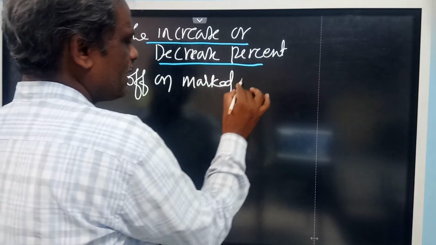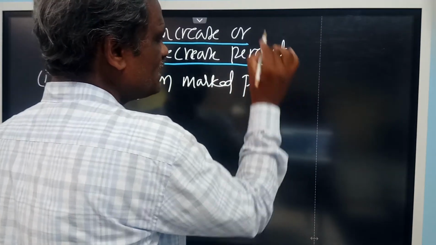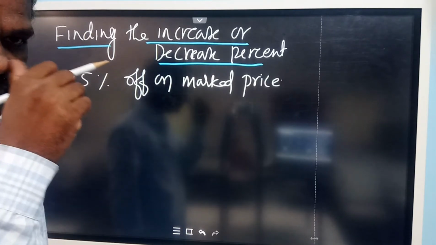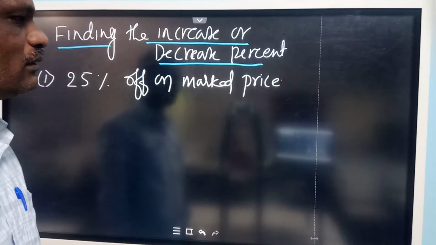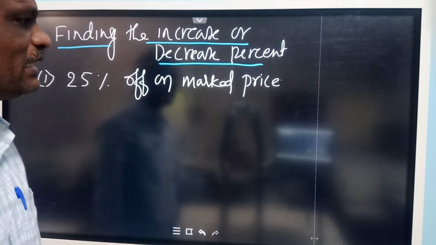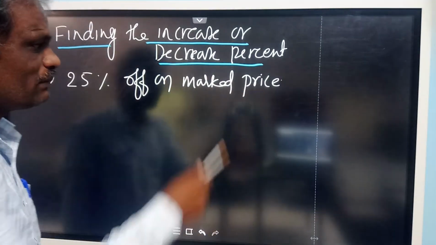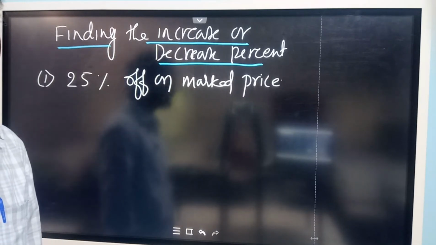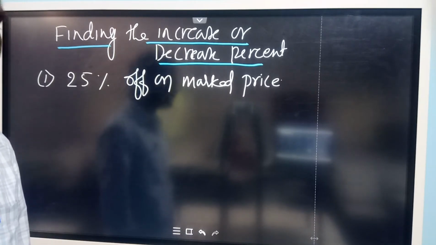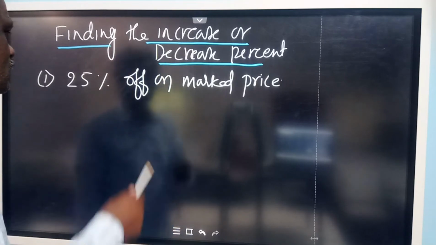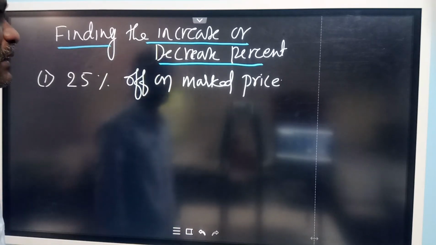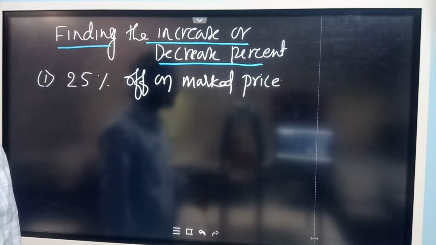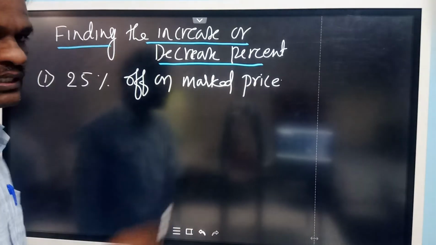Market prices means the amount mentioned in the labels. If you are going to buy a cloth or any article, there will be a label. So cost will be mentioned. That is called as a market price. From that market price, they give the 25% off on Diwali festivals or any other festivals. So they give an offer. So there is 25% off means decrease. So they are going to decrease the amount from the market price.